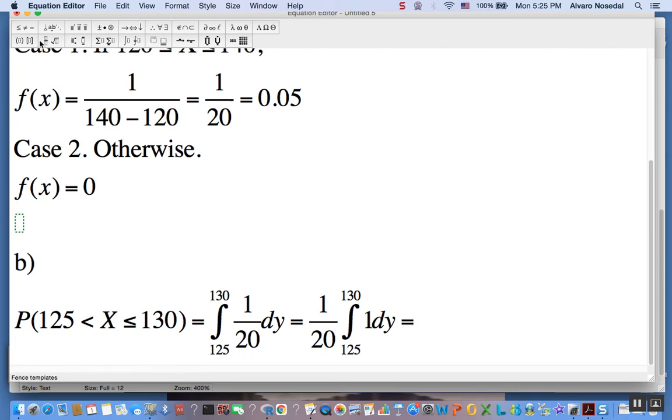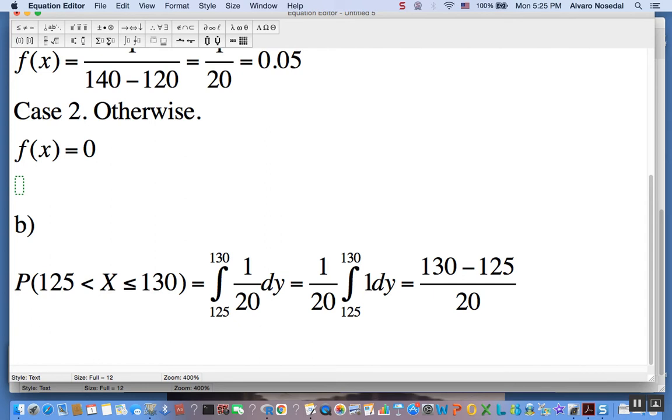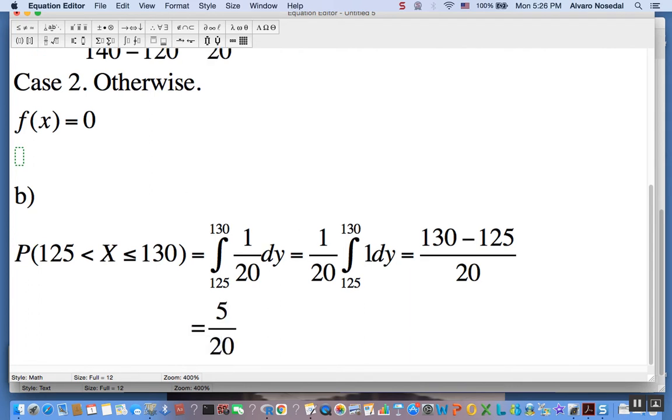This happens to be the same as 130 minus 125 divided by 20, and that happens to be the same as 5 divided by 20, and that's the same as 1/4, or 0.25. Okay, so that's the probability.